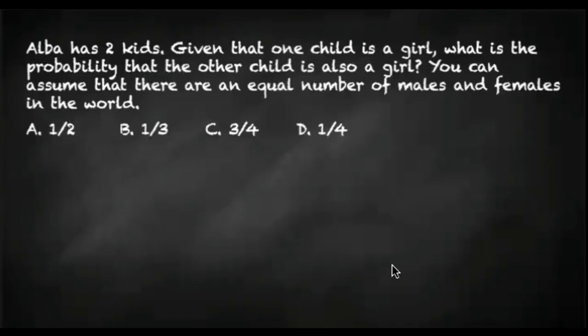So during my Intro to Data Science course, we discussed probability. So on the exam, I have probability questions, and one of them this past time was this. Alba has two kids. Given that one child is a girl, what is the probability that the other child is also a girl? You can assume there are an equal number of males and females in the world. This was a multiple choice question, and I gave them four possible answers: 1/2, 1/3, 3/4, and 1/4.